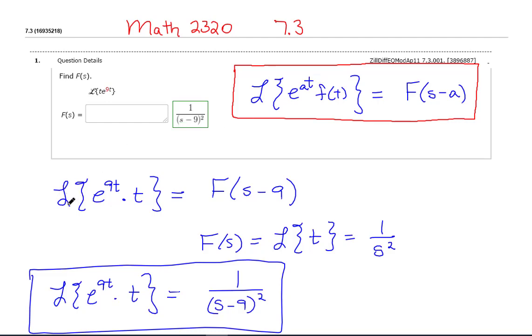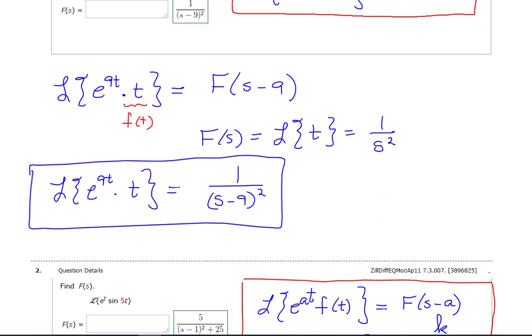So, in this question, we've got e to the 9t times t. So here is my f of t. And so this is going to shift its Laplace transform to s minus 9. The Laplace transform of t is 1 over s squared. And so when we shift it, we get 1 over (s minus 9) squared.